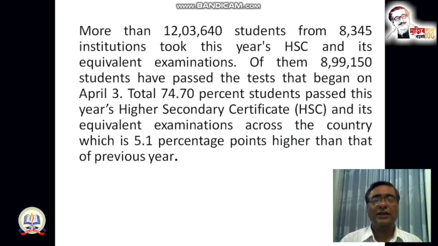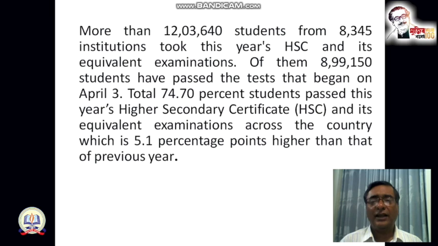Now see, more than 12 lakhs 3,640 students from 8,345 institutions took this year's HSC and its equivalent examinations. So how many candidates were there? 12 lakhs 3,640. And from how many institutions? 8,345 institutions, and took this year's HSC. That means they appeared at the HSC examination this year and its equivalent examinations. You know, there are different boards and madrasa board as well. So that's why we have used the term equivalent examinations.